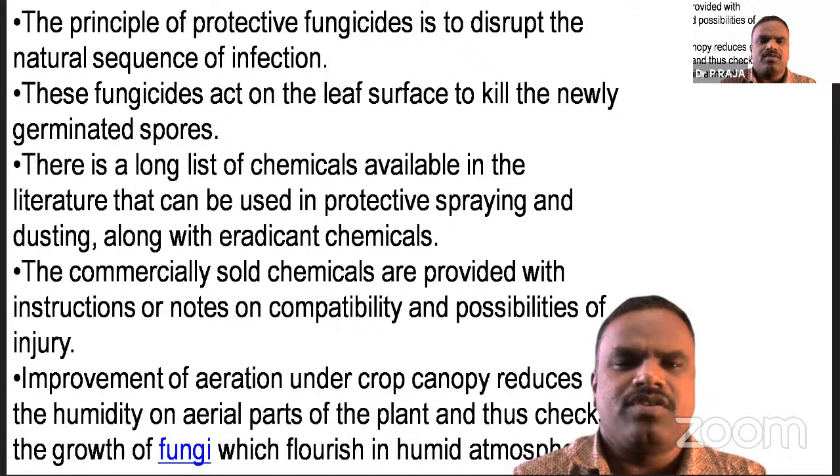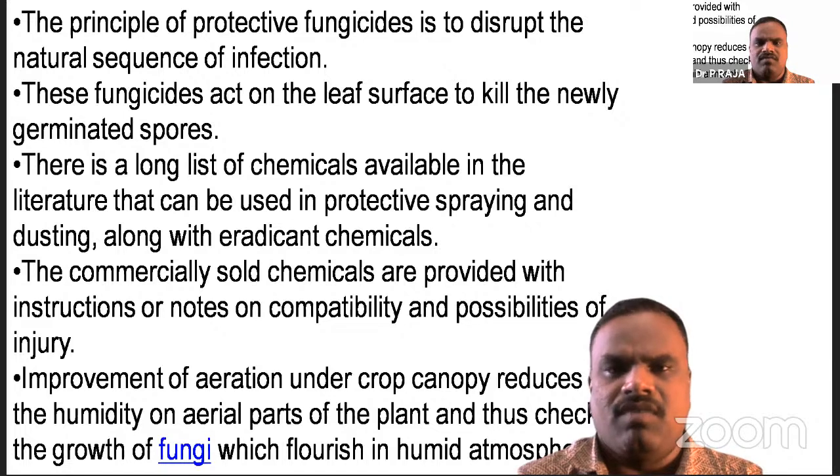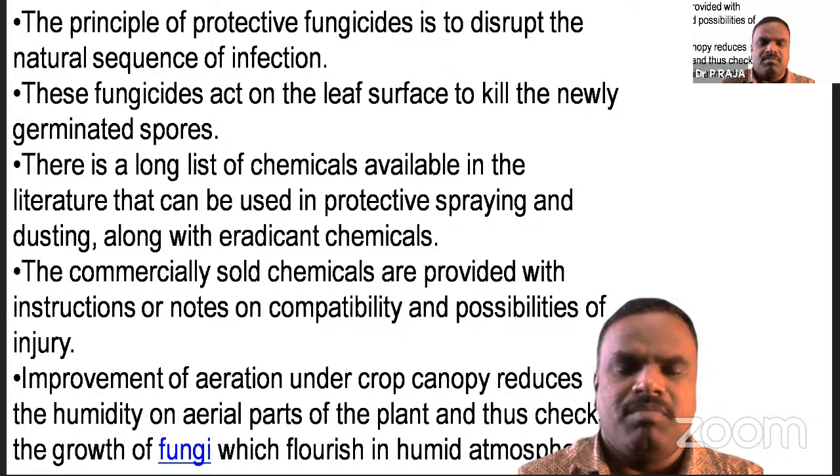The principle of protective fungicide is to disrupt the natural sequence of infection. Fungicide: fungi means fungi, cide means to kill. Any chemical or any substance that kills fungi, we call a fungicide. So if you spray that fungicide, it will kill the fungi in the sequence of infection. There are a lot of steps in the sequence of infection, and it will kill and break that particular sequence.